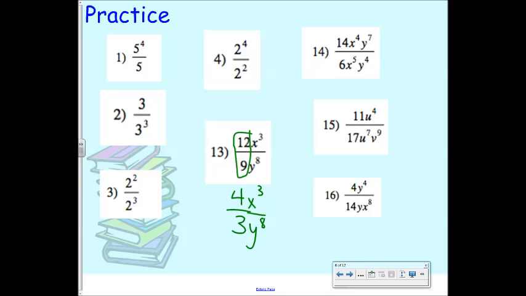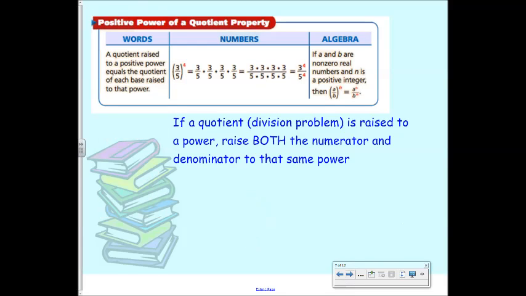What if you have a positive power of a quotient property? So what that means is, what if you have 3 over 5, which is a quotient because it's a divided one, to the 4th power? What does that look like?